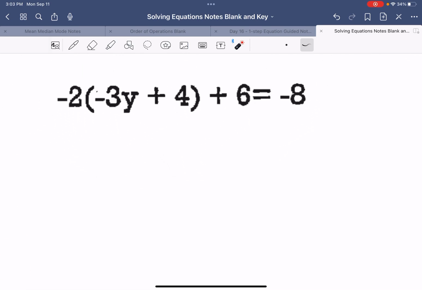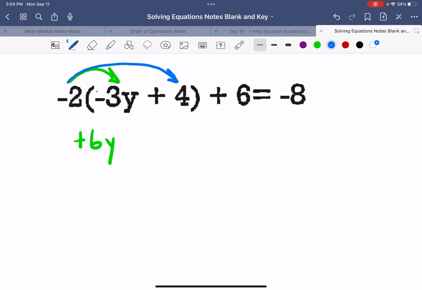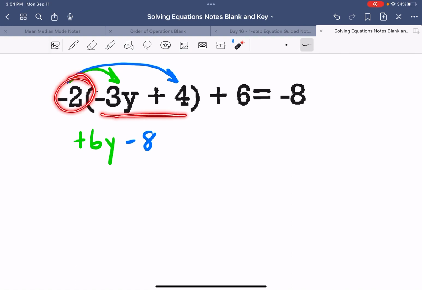Then you can combine like terms. So let's distribute first, and I'm going to say negative 2 times negative 3y is positive 6y. Negative times negative is positive. And then I'm going to take negative 2 times 4, and I'm going to get negative 8. Okay, but let's not make a mistake here. This only distributes to these two. It does not distribute to those.